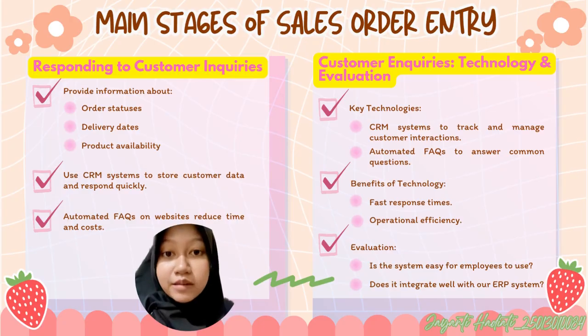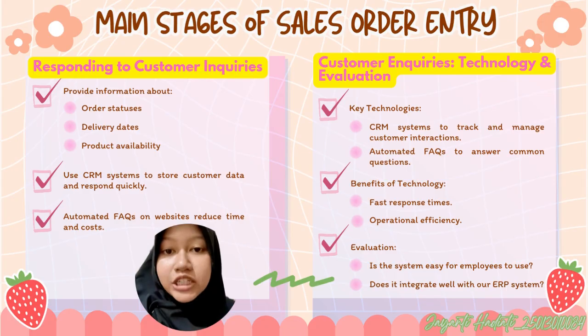First is a CRM system, which manages and tracks customer interactions. Second, automated systems such as frequently asked questions that handle routine inquiries. Together, these technologies improve both efficiency and service quality. However, it is also important to evaluate whether the systems are effective.